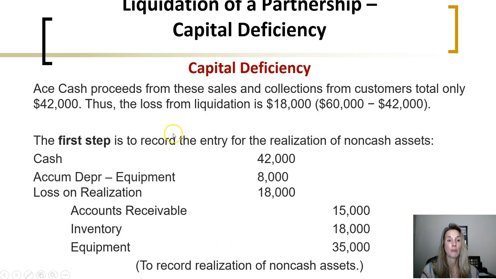If ACE receives cash from the sales and collections of customers of $42,000, they'll end up with a loss in the liquidation because they will be selling off their accounts receivable, their inventory, and their equipment, leaving them with cash received of $42,000 for assets that are worth $62,000. They will end up with a loss on the realization of $18,000.